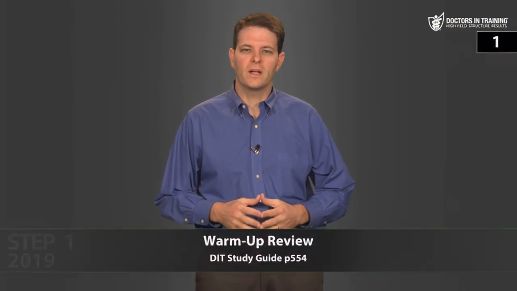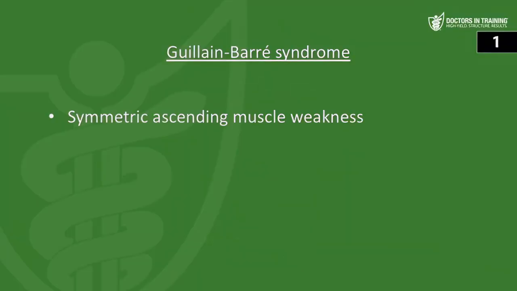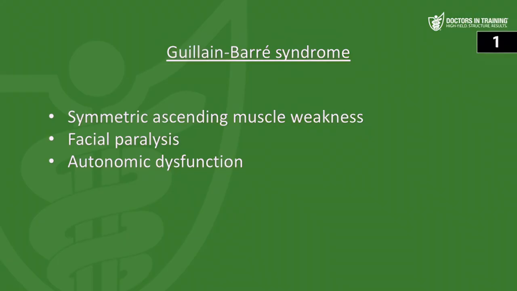Let's get warmed up with a review quiz. First question, what are the classic manifestations of Guillain-Barré syndrome? So Guillain-Barré syndrome causes symmetric ascending muscle weakness, so it starts in the lower extremities and then it ascends. There can be some facial paralysis, and you can also see autonomic dysfunction such as hypertension or hypotension.